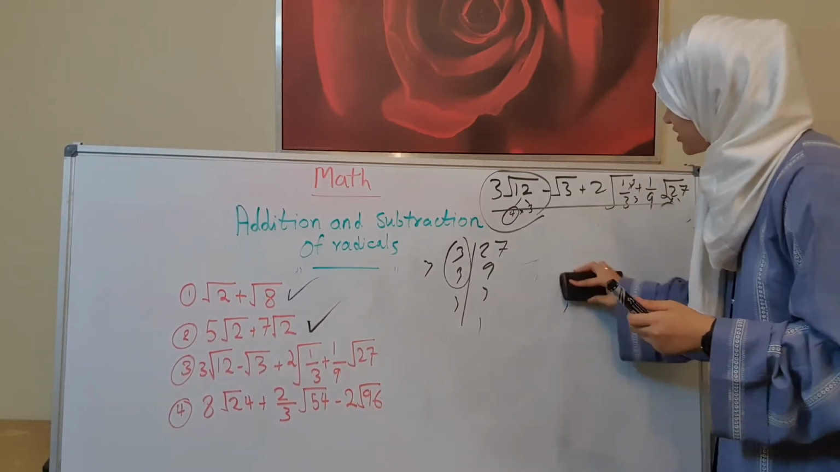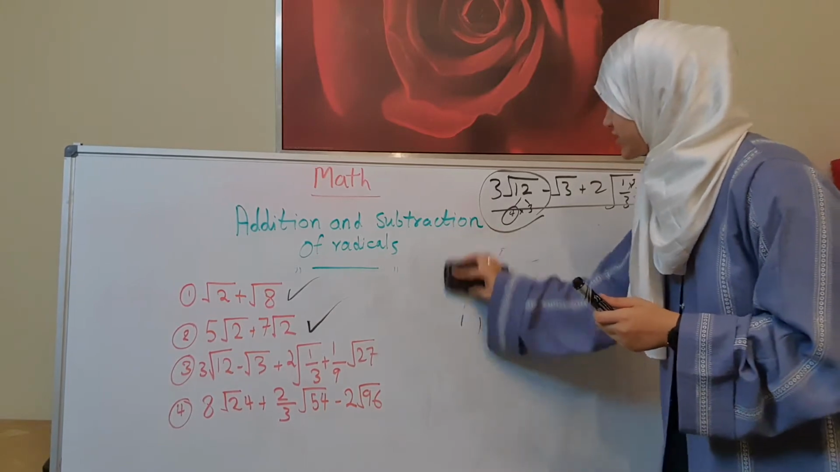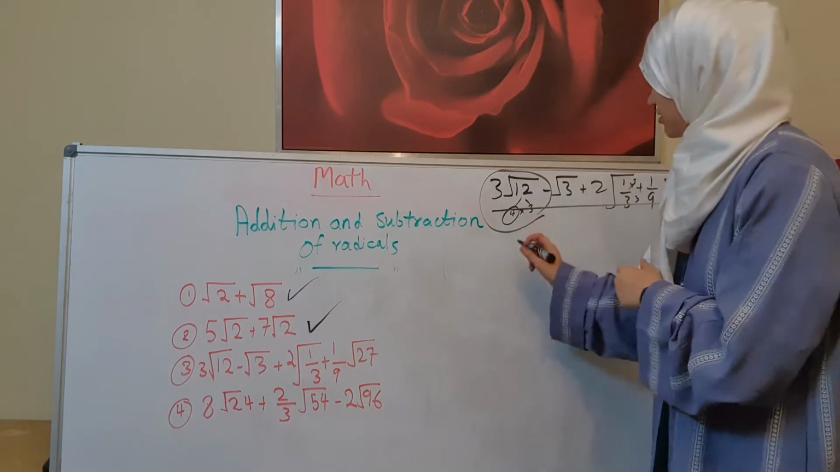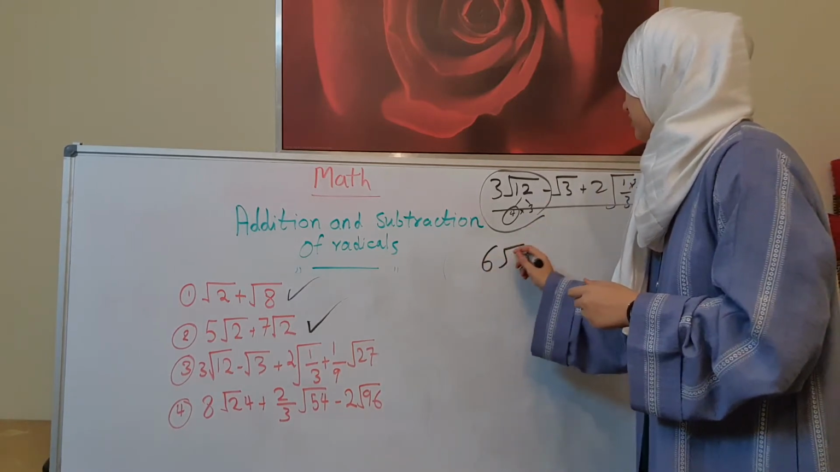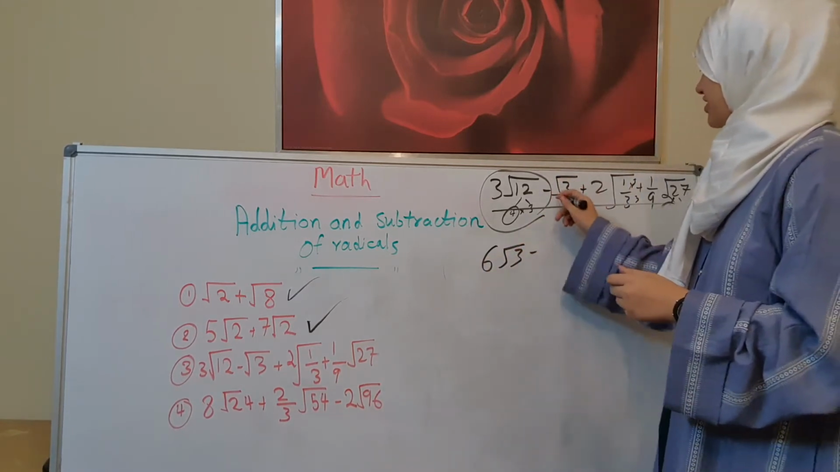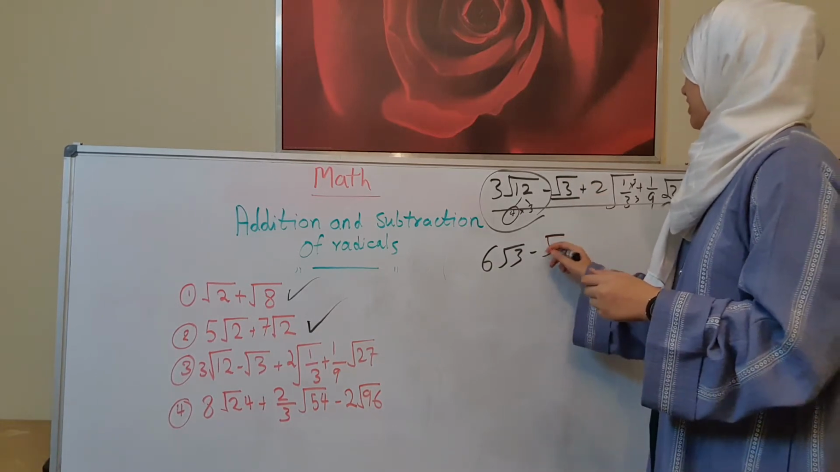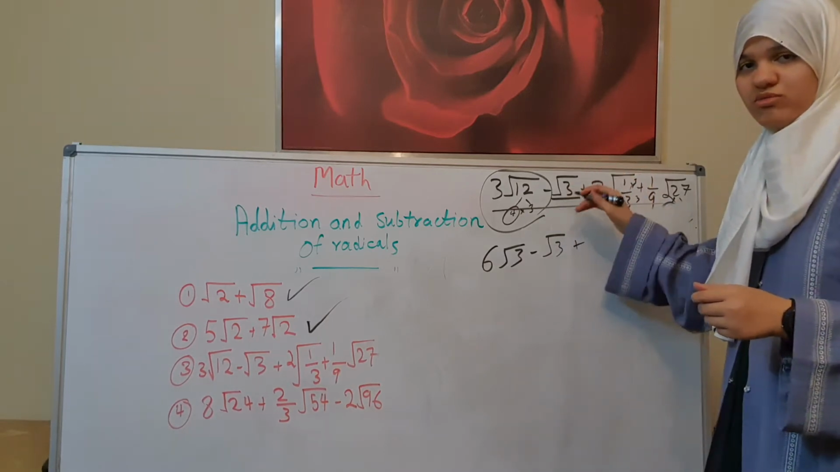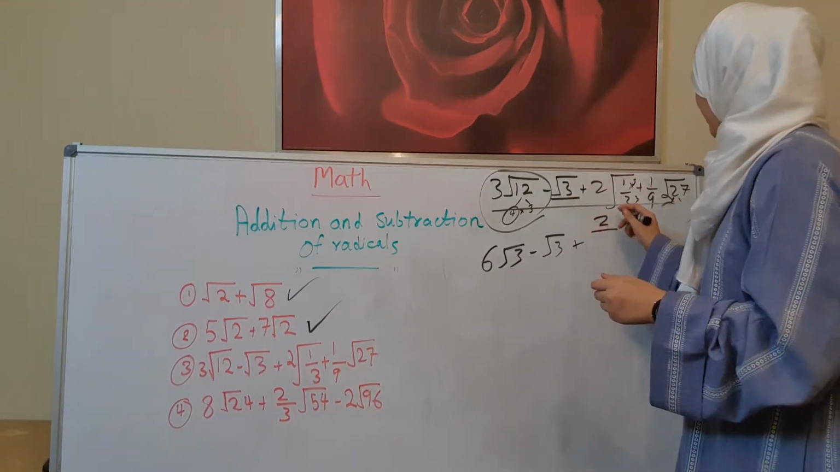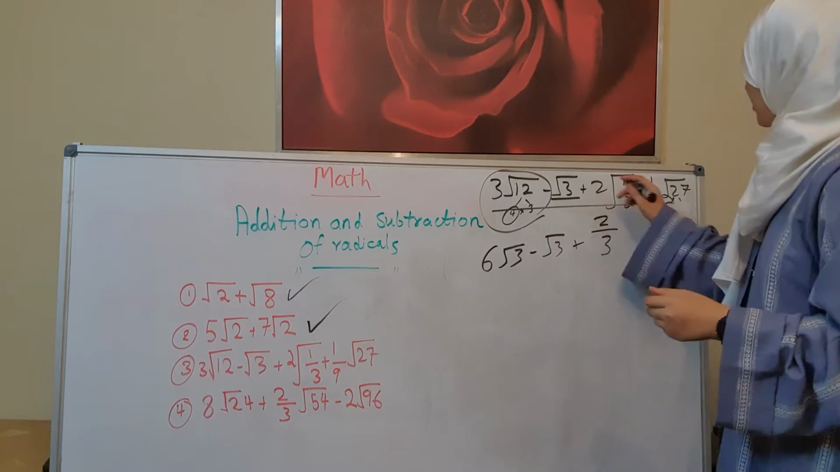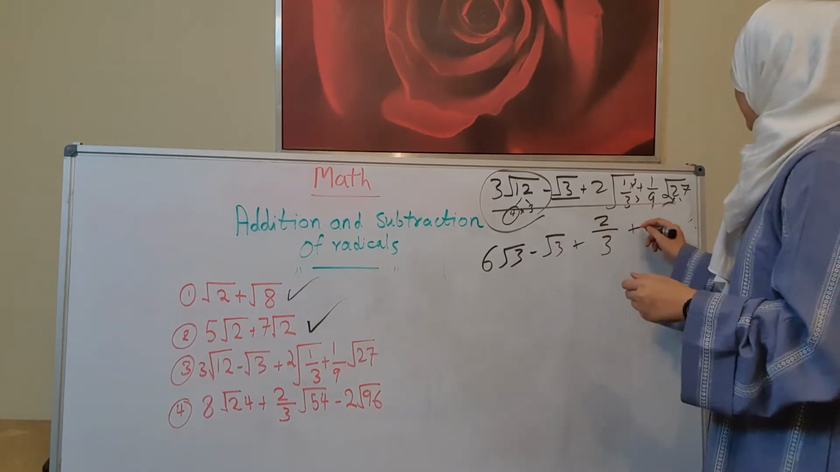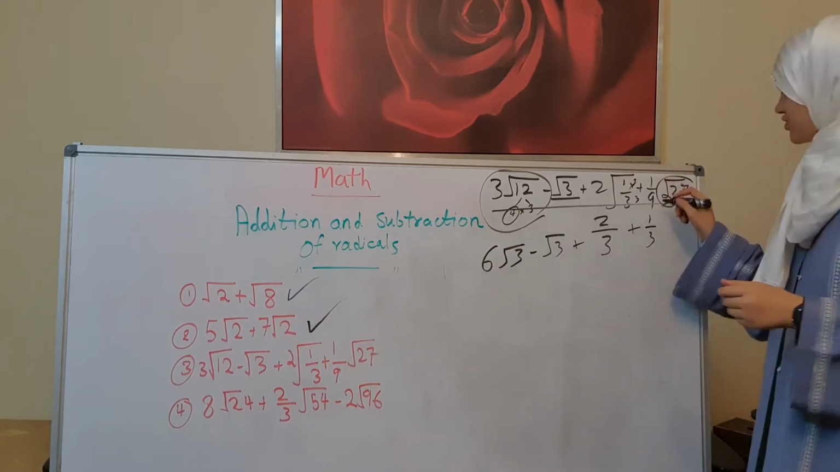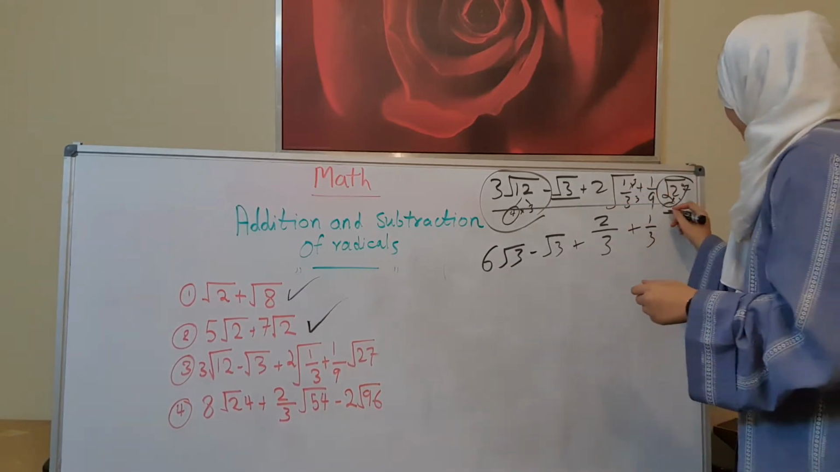Now, as we said, here it will be 6 radical 3, 6 radical 3, and here it will be the same. Negative radical 3 plus what we have here, of course, after we multiply, it will be 2 over 3. Then plus what we have here, 1 over 3. What we have here also is radical 3.